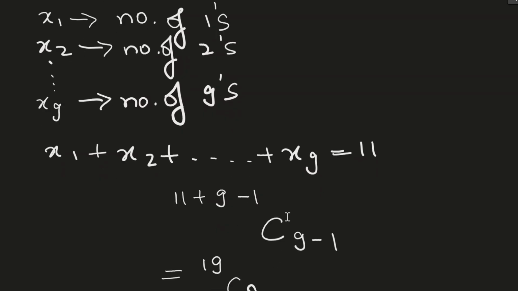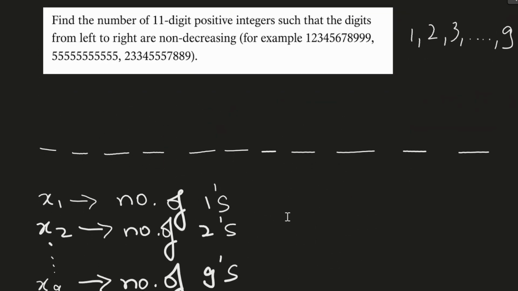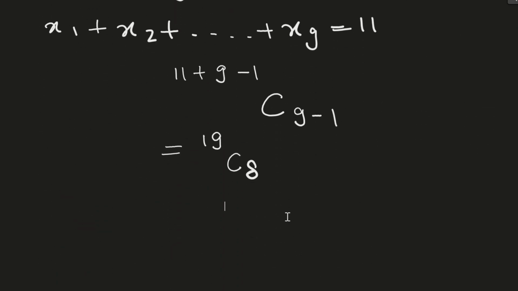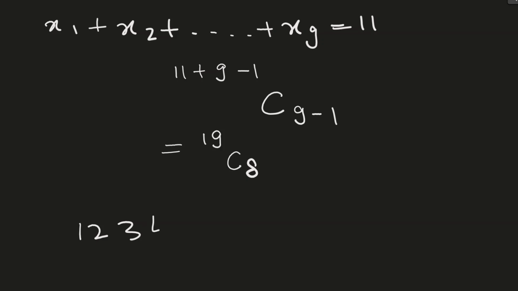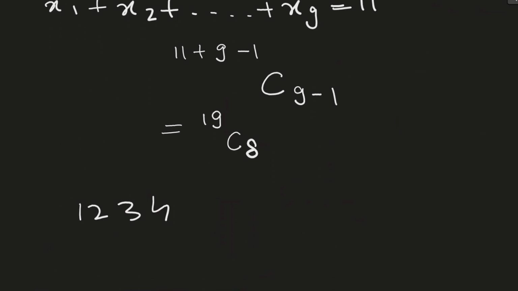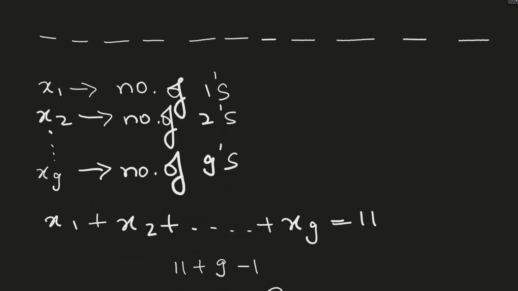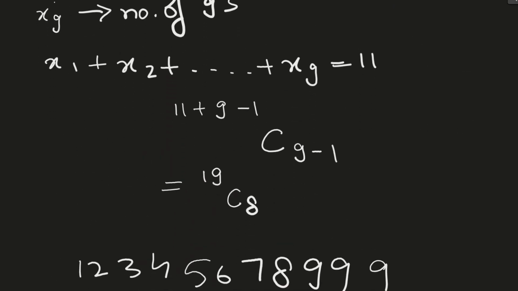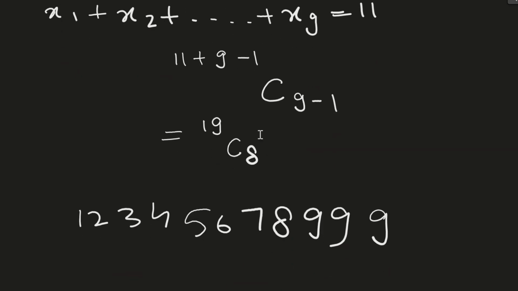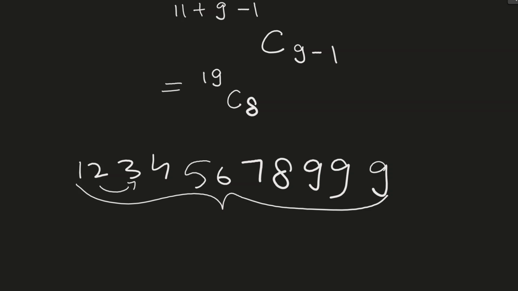But think about it. If you got a particular case, for example, let's take the one given in the example. So the example is 1, 2, 3, 4, 5, 6, 7, 8, 9, 9. Triple nine, in fact. So this is one of the cases which has been included in that 19C8 which we got. Now, if we arrange it in any other order, it will violate the condition that is given. Because think about it, if 2 and 3 interchange their places, then it won't be a non-decreasing number. The digits won't be non-decreasing from left to right.